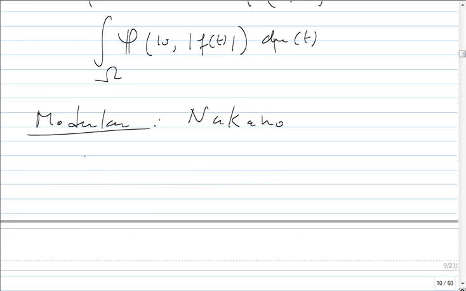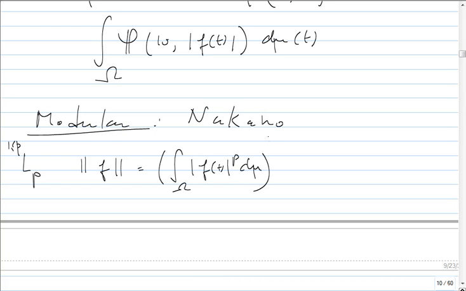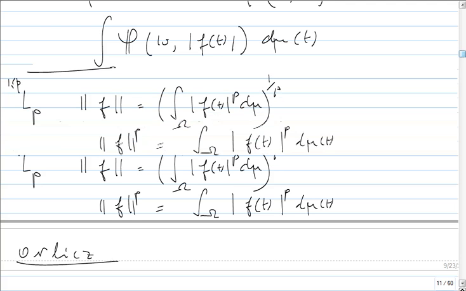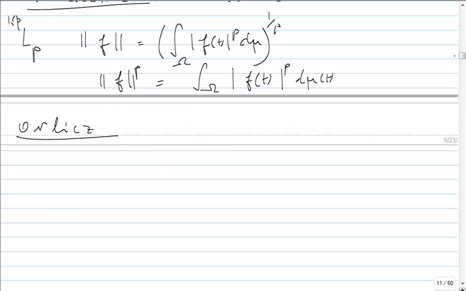He said, okay, what was the norm again in L^p, p bigger than 1? This is the integral of |f(t)|^p dμ to the power 1 over p. So if I take everything to the power p, I will get this. Okay? So if we go now to Orlicz, we don't have homogeneity. Homogeneity is gone. But we do have an object, which is what? This.